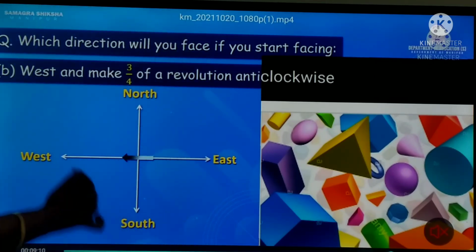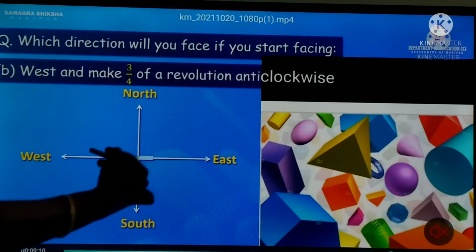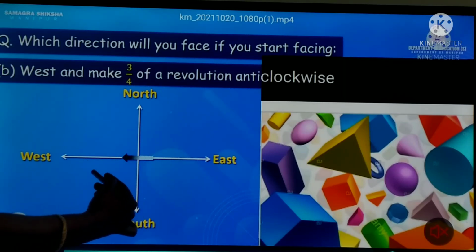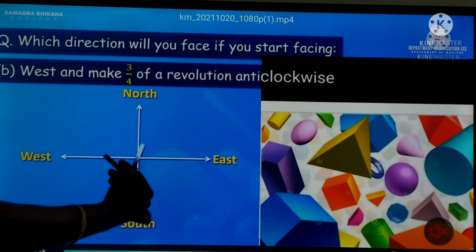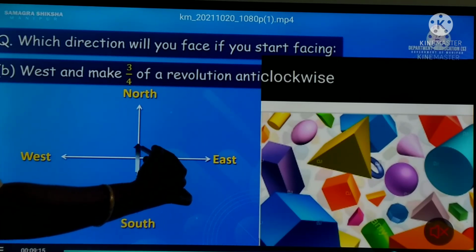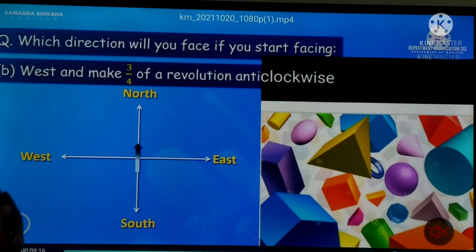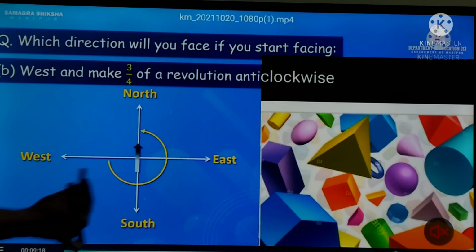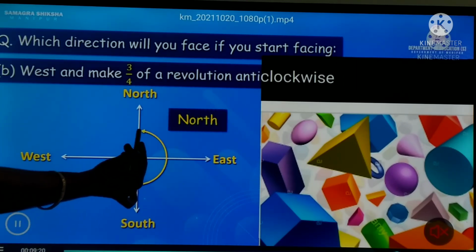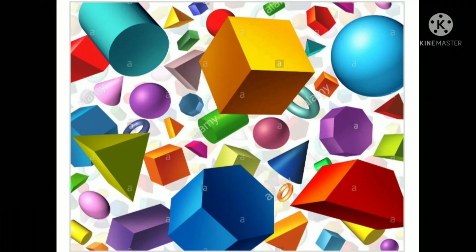This is the clockwise direction, and this is the anti-clockwise direction. So here, starting at west and making 3 by 4 of a revolution anti-clockwise, you will be at north. Understand? Yes, you will be at north. Clear? I hope you understand today's concepts. Thank you, dear students.